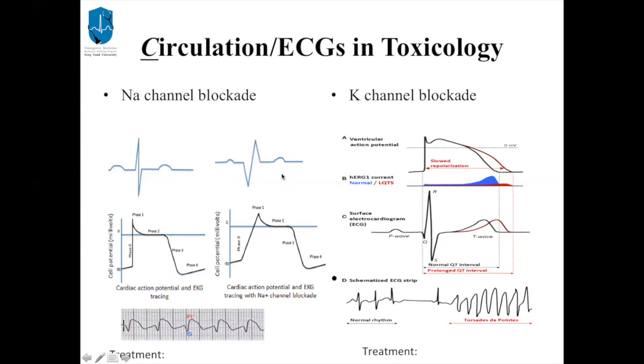And how do we treat this? We give them what? A sodium load. We give them sodium bicarb. Sodium bicarb does two things. It provides a sodium load to act on whatever channels are available. And it also reduces the affinity of the TCA to the receptors, reducing the strength of binding of the TCA to receptors. Okay. So to treat this is to give sodium bicarb.